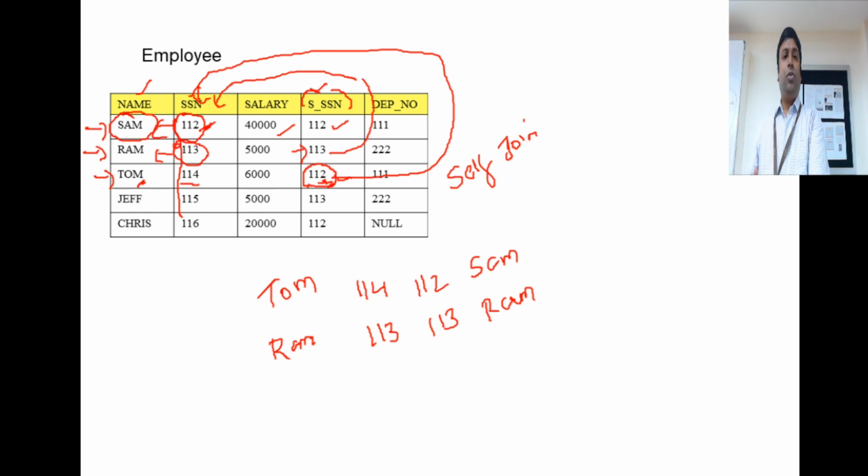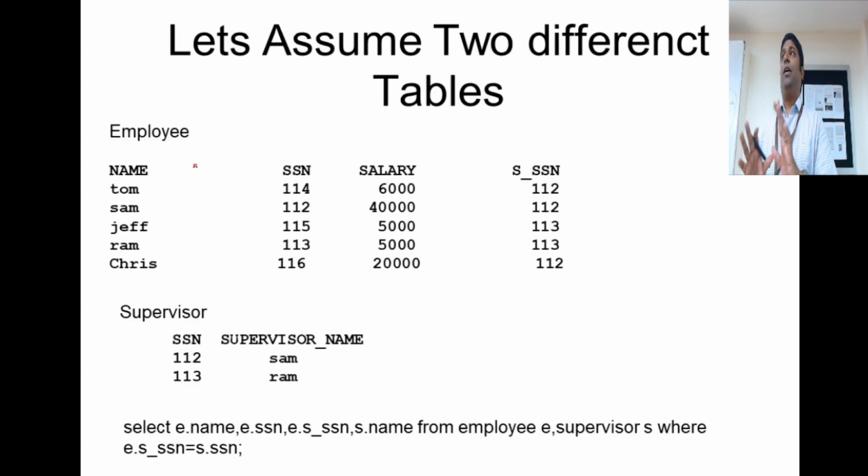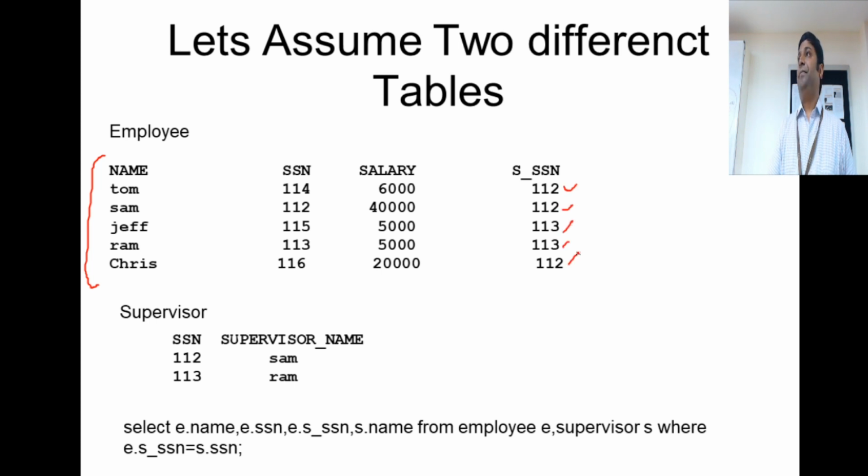For those who are still confused, let me take a different perspective. Let's say that supervisor information and employee information is in two different tables. Let's break the information into two different parts. See, this is the employee table. For all employees, you will have only the supervisor SSN here. I have created another table, the supervisor table, which will hold the supervisor's information alone. So we have two supervisors, 112 Sam and 113 Ram.